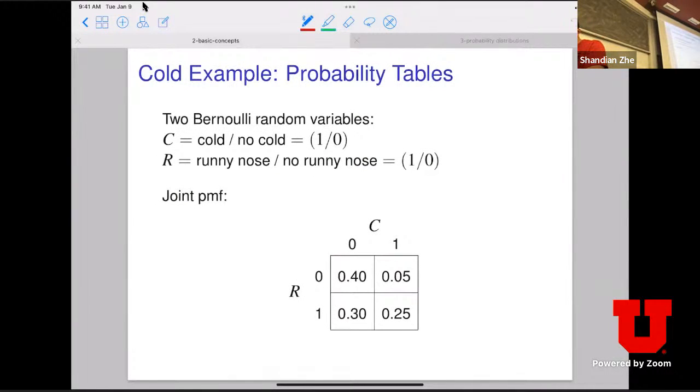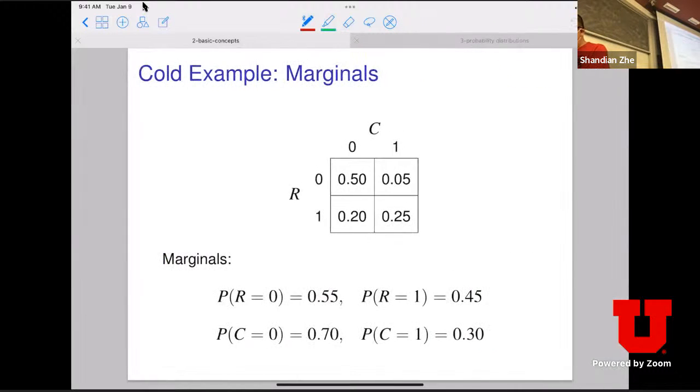So we have two Bernoulli random variables. One is about the weather, cold or not cold. The other is about one person's status, whether he has a runny nose or not. Both are binary random variables. Here we give the joint probability mass function. This is essentially a table. From this table, we can easily compute the marginals.